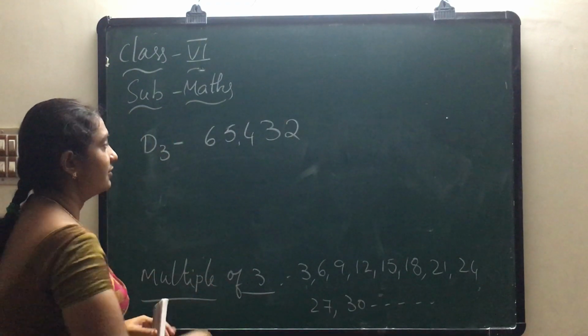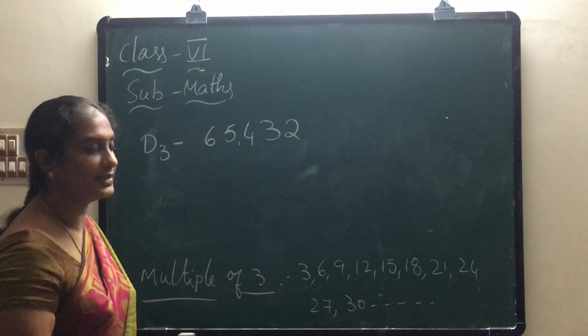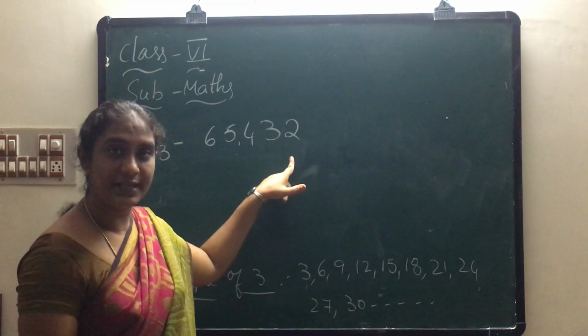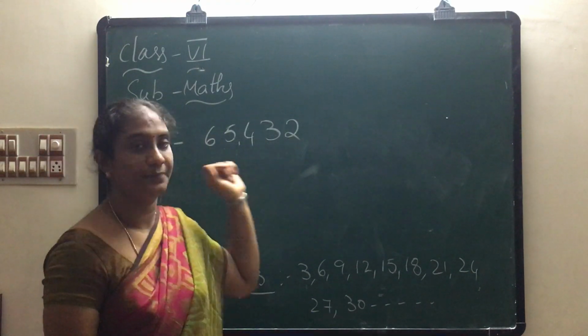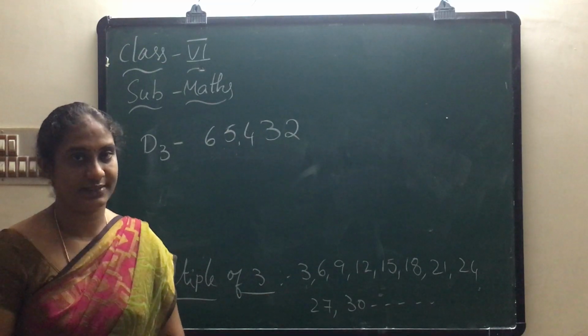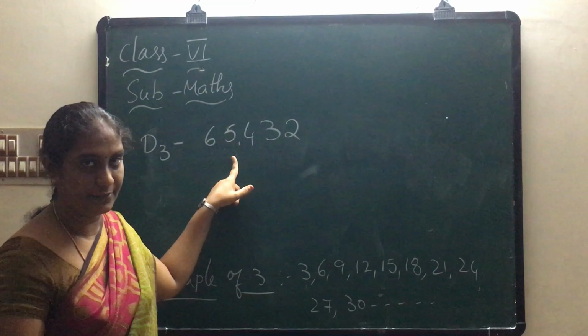Okay. Now, what I told, the sum of the digits. These are the digits. How many digit number is it? It is a 5 digit number. See, 1, 2, 3, 4, 5. Already I told about digits in the first class. Now, how many digit number? It is a 5 digit number.